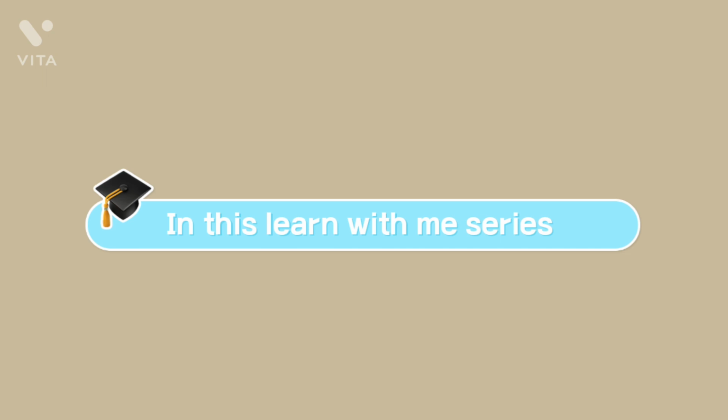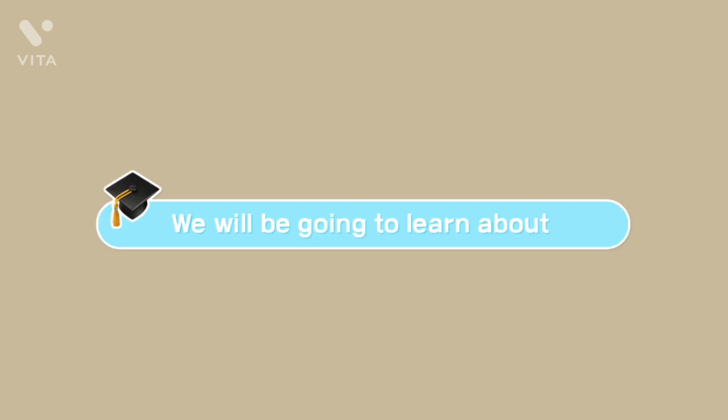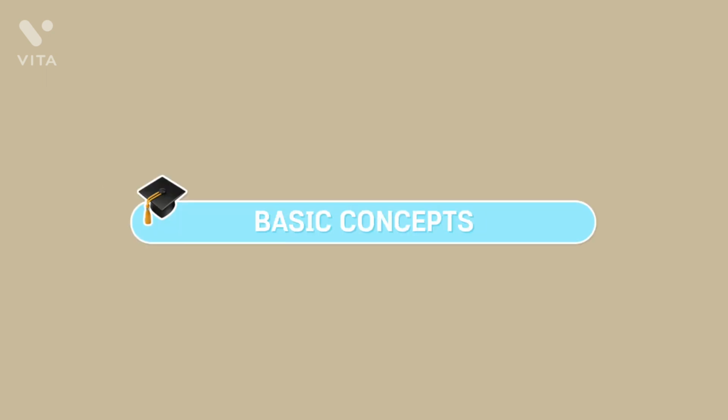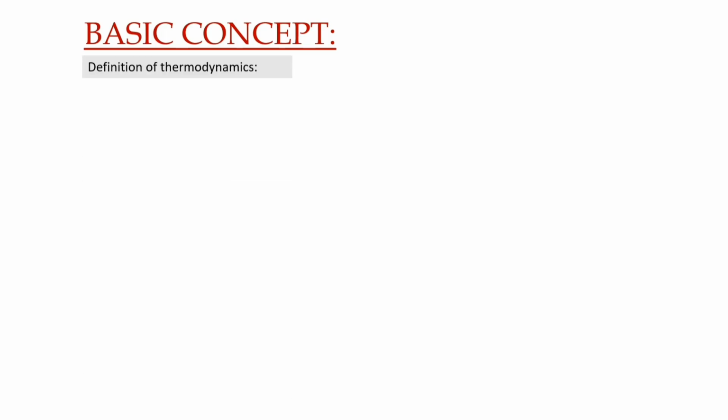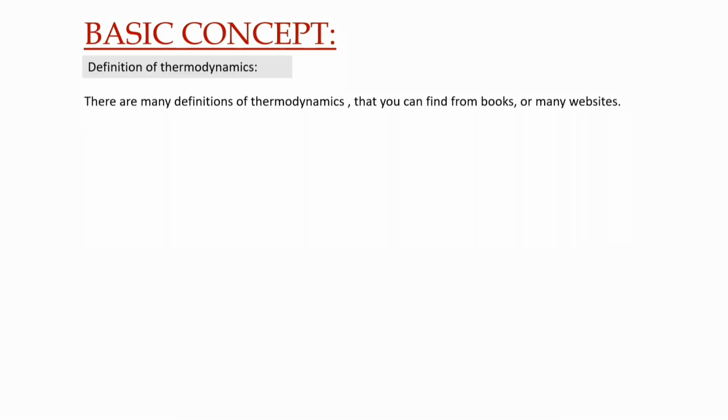In this Learn With Me series, we will learn about the basic concepts of thermodynamics. In this chapter we will cover the definition of thermodynamics, system, surrounding and their types, thermodynamic properties and so on. Definition of thermodynamics. There are many definitions of thermodynamics that you can find in books or on many websites.